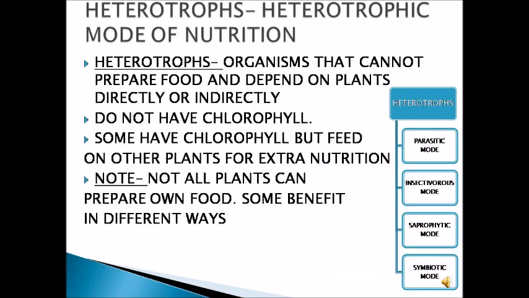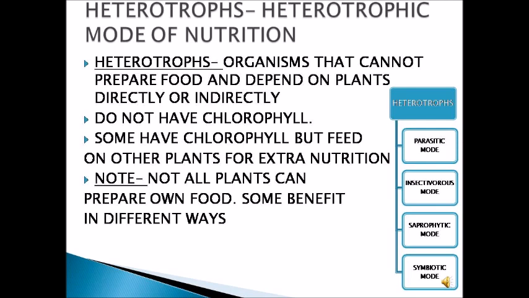As we have already learned about autotrophs in the previous unit, we will now move on to heterotrophs. Heterotroph is a term made up of two words, that is, hetero, which means others or different, and trophs, which means food. Therefore, heterotrophic mode of nutrition is wherein organisms depend on other organisms directly or indirectly for food. Such organisms are called heterotrophs.